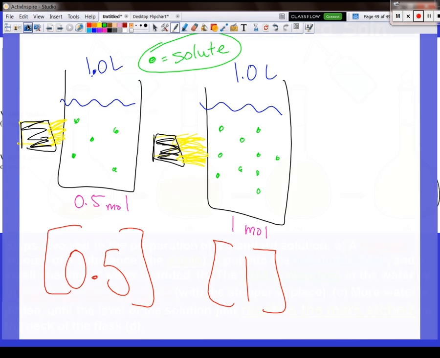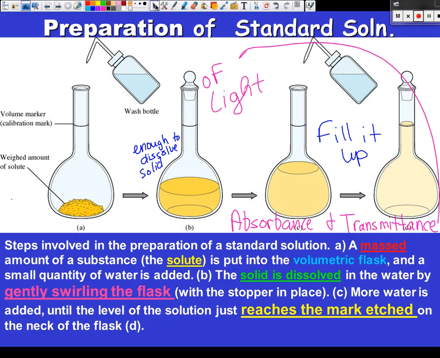All right, so let's read this at the bottom again. Steps involve the preparation of a standard solution. A massed amount of substance, the solute, is put into the what? And this is important. Volumetric flask, and a small quantity of water is added. What's the purpose of the quantity of water? To dissolve the solid in the water by gently swirling the flask. Now, that's a new thing that we've added from the previous one.